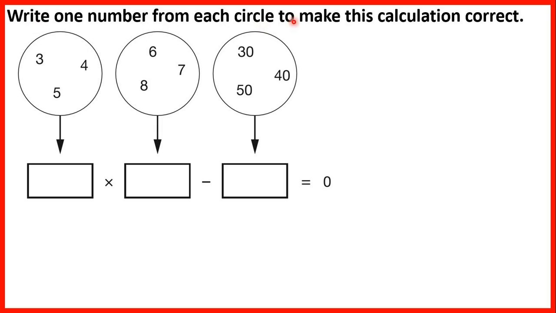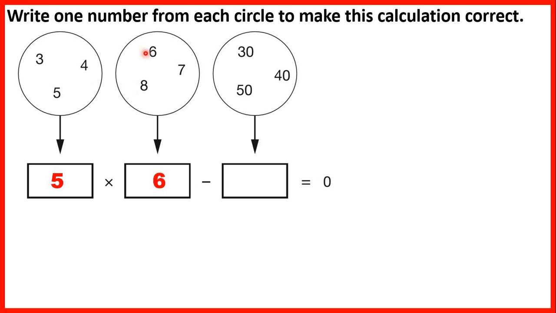Write one number from each circle to make this calculation correct. Something times something minus something equals 0. Now notice the options that we have here are all multiples of 10. So if we want 0 as our answer, we'll want the product of our multiplication to be a multiple of 10 as well, because then we can subtract a multiple of 10 to get 0.